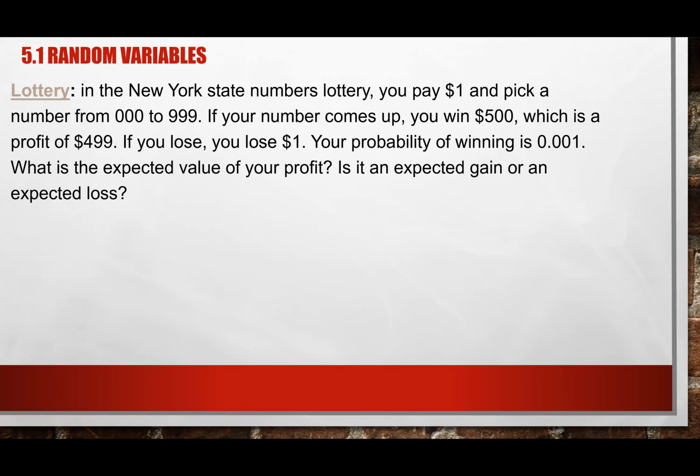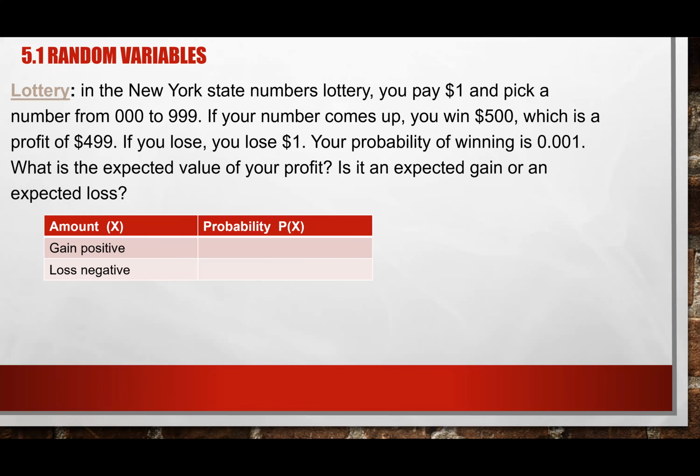To create the probability distribution, this is what I tell my students: any time you have expected value, you will have 2 items. You will have some gain and you will have some loss. If it's a gain, we put a positive value, and if it's a loss, we put a negative value to illustrate that it's a loss. Then from your gain and your loss, you will have the probability of your gain and the probability of your loss. So let's take a look at the lottery game that we have.